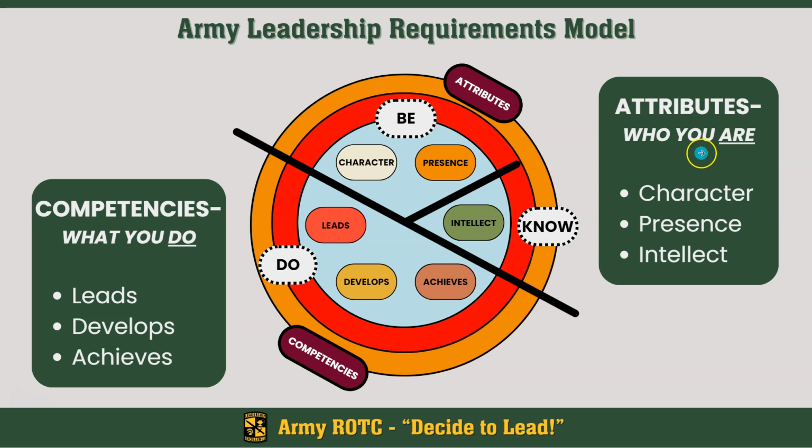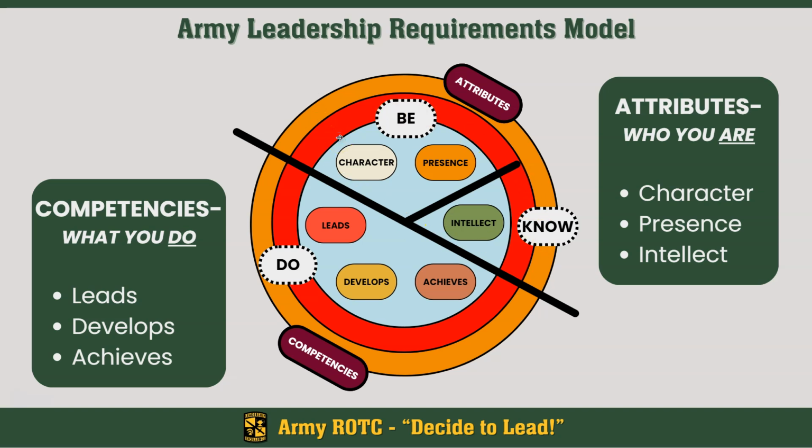So the way this works is we have 6 attributes and competencies. That's 3 attributes and 3 competencies. Now they're split up like this, half of the pie, right? We've got our attributes on this side of the first black line, and we've got our competencies down here. Now with that, our attributes are who you are, how you could be described. So you're a person of good character. You have presence, you are present. You have good intellect.